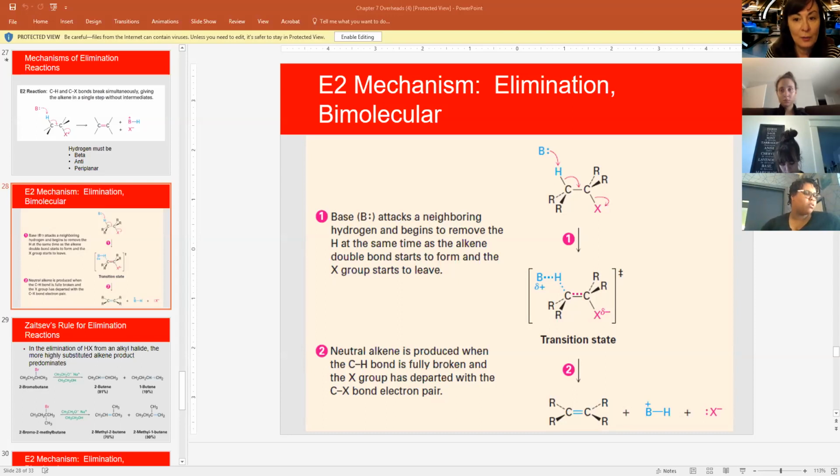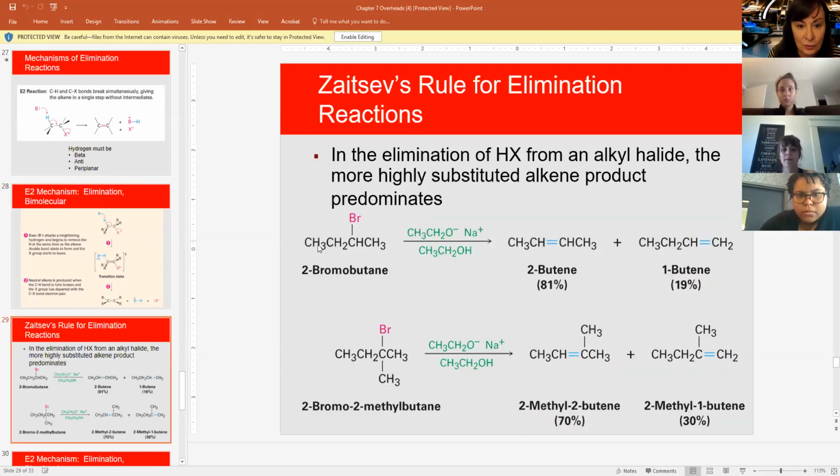So let me show you how we would apply Zaitsev's rule in a case like this. So here is the compound that we're going to do our elimination on, okay? Everybody can see my cursor here? I'm right under 2-bromobutane. You see the little arrow moving here? I don't know why, but I can't see your cursor. You can't see my cursor? No. Okay, let's try this. Can you see it now? Yeah. Okay, good.